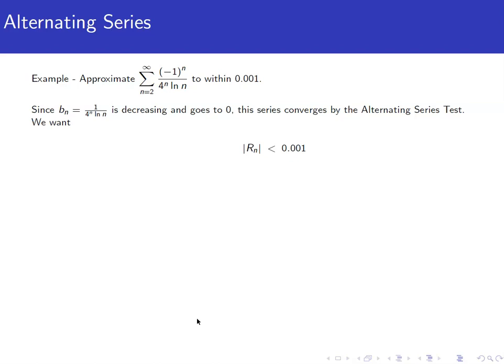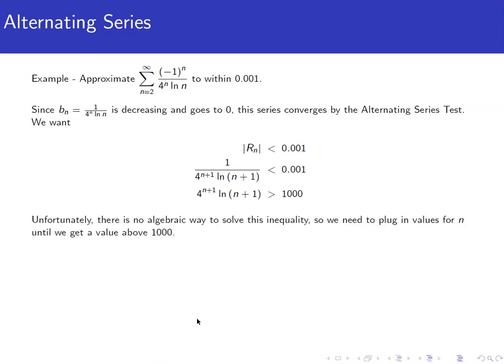We want the remainder to be less than 0.001. We can be guaranteed that the remainder will be less than 0.001 if the first term that we leave off, the n plus first term, is less than 0.001. Rearranging that, we would need 4 to the n plus 1 times the natural log of n plus 1 to be greater than 1,000. There's not a lot we can do with that algebraically to help us get n. So let's just start plugging in some values for n and see what happens.